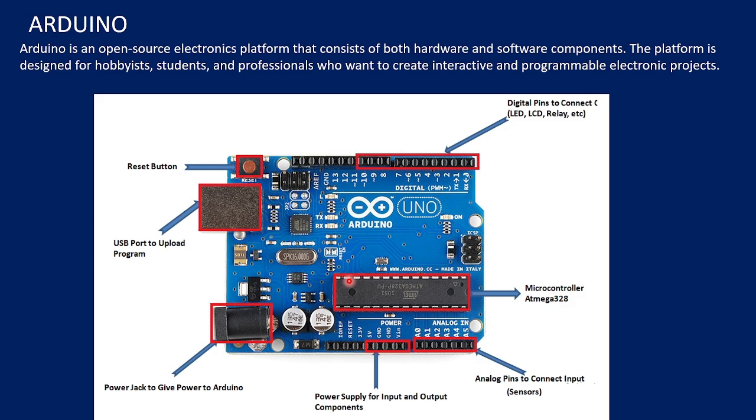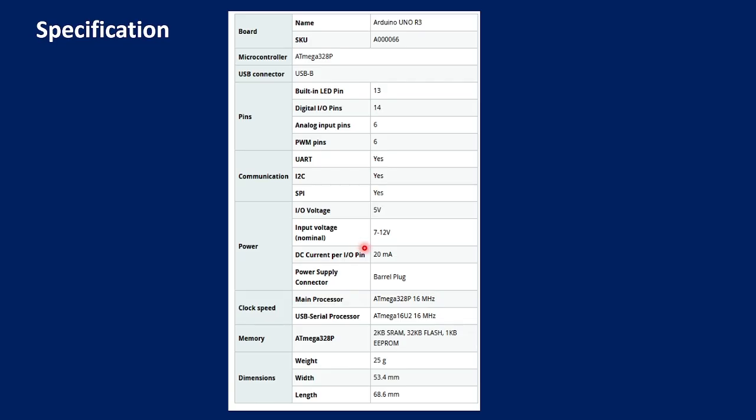and so these are the main important components of this Arduino. Okay, if you look at the specifications here, this board name is Arduino Uno R3, and the microcontroller is this name, and this is connected to USB, and the built-in pin is 13, and the digital input and output pins number 14. Like that, there are specifications. We have communication here. The power supply specification is given here. Clock speed is 16 megahertz, and the memory, and we have the dimensions.